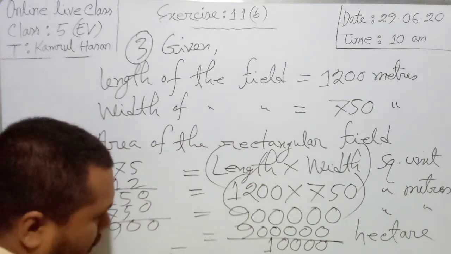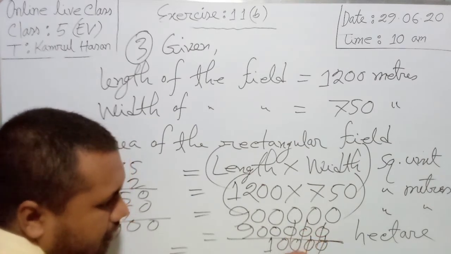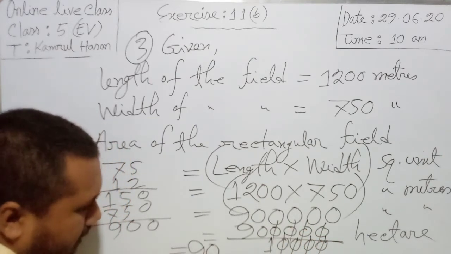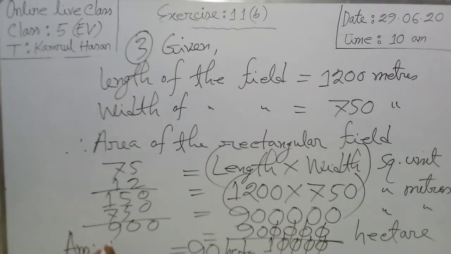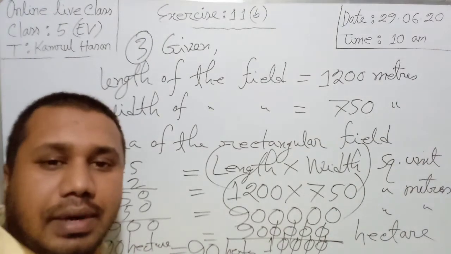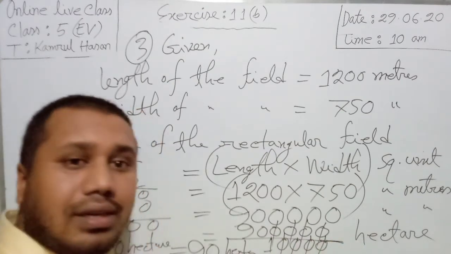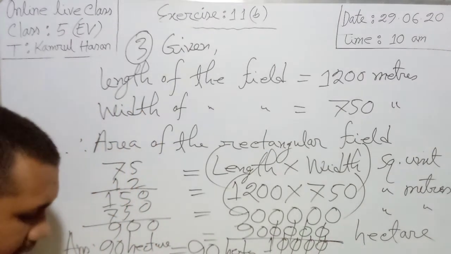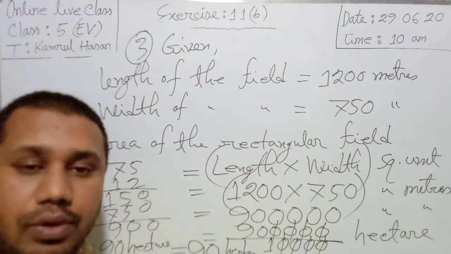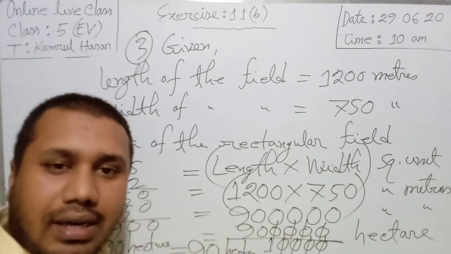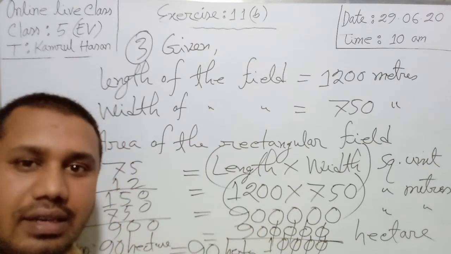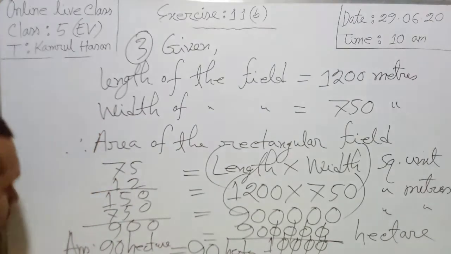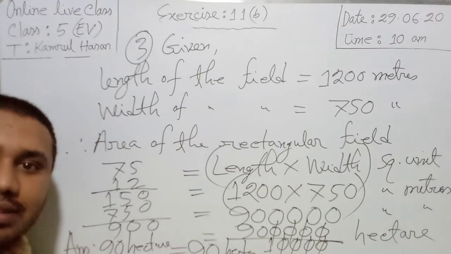Hectare. So dear student, what will be our answer? 0, 0, 0. Now 90 hectare. So our answer is 90 hectare. So 9 lakh divided by 10,000, our answer is 90 hectare. Why do we have to convert it to hectare? Because 10,000 square meter means 1 hectare. When the answer is more than 10,000, you need to convert it to hectare. Clear? So we convert according to the hectare. Clear, dear students?